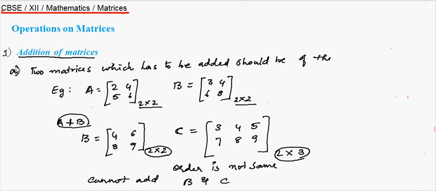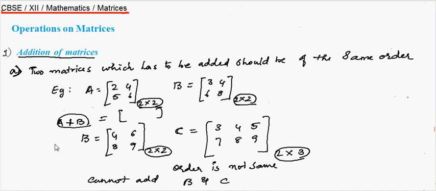The condition you need to check before adding any two matrices is whether they are of the same order. Two matrices which have to be added should be of the same order. If they are of different order, then you cannot add those two matrices. Say, for example, A and B are two matrices. Matrix A has an order of 2 by 2, and matrix B also has an order of 2 rows and 2 columns, that is 2 by 2. Since the order of A and B are equal, you can proceed with the addition of matrices.